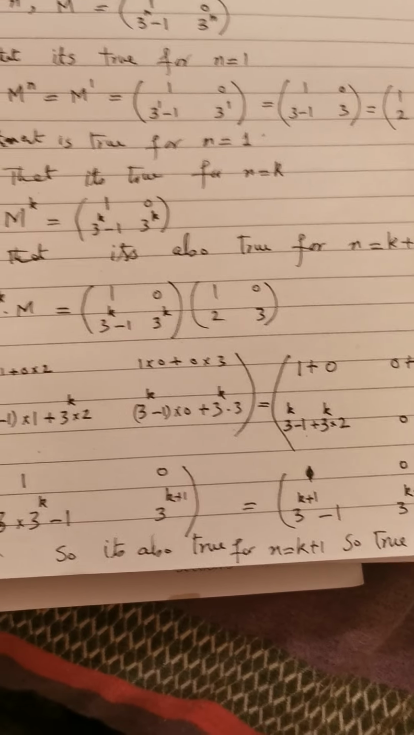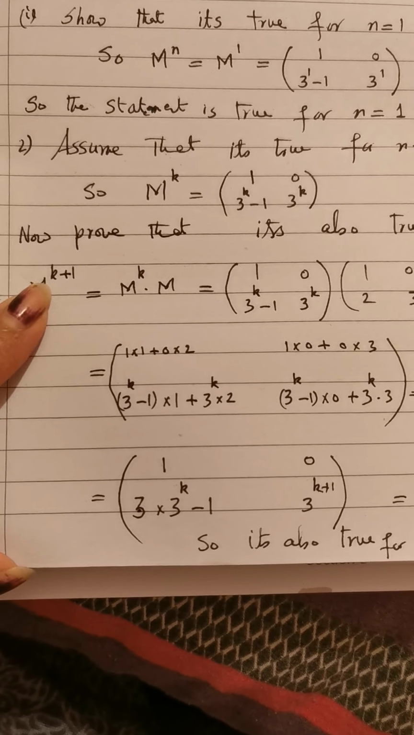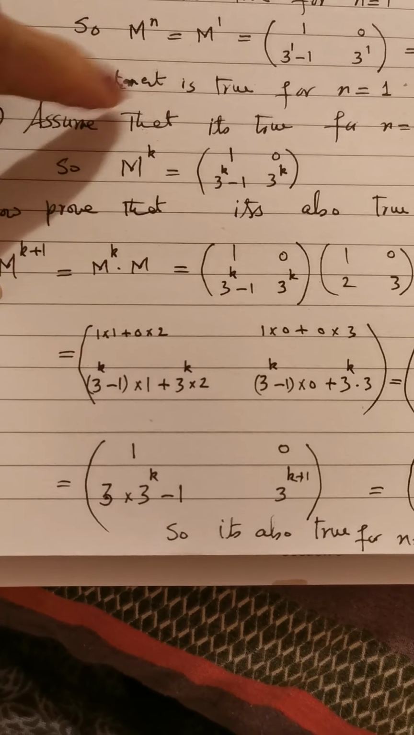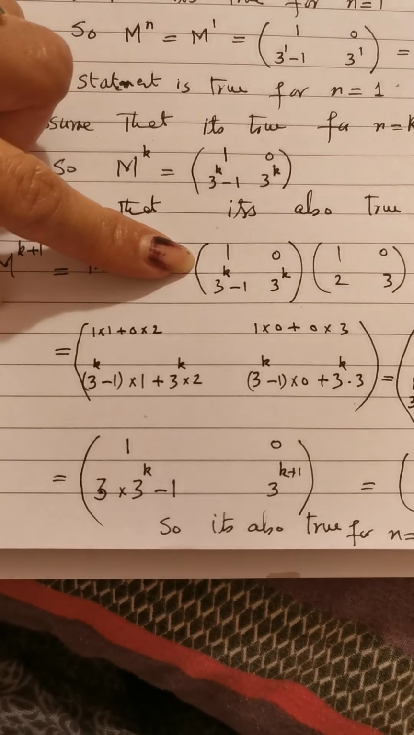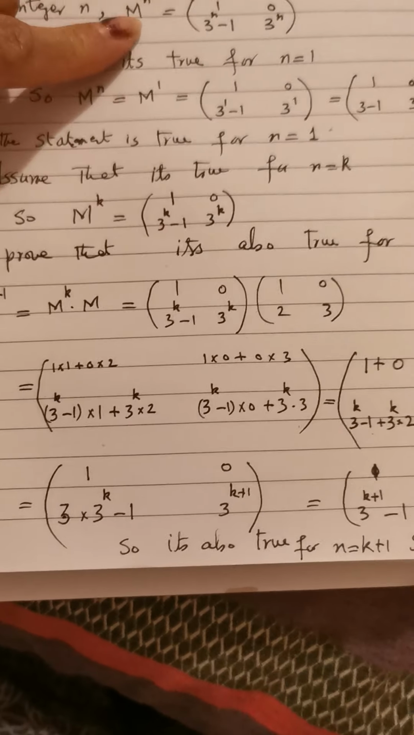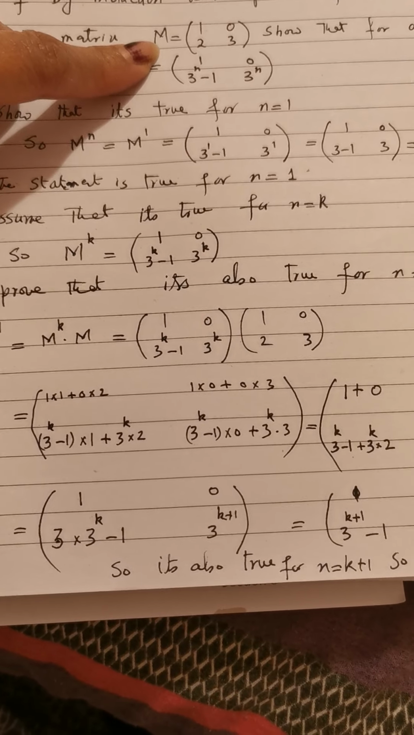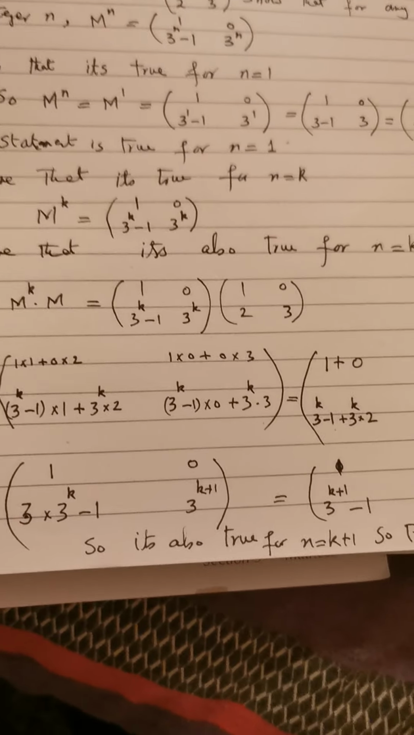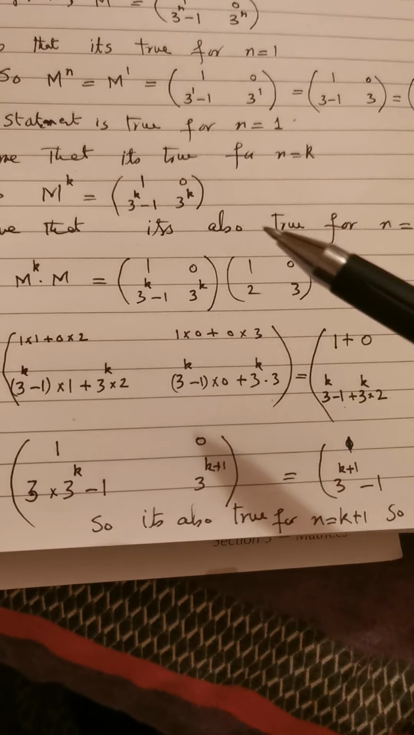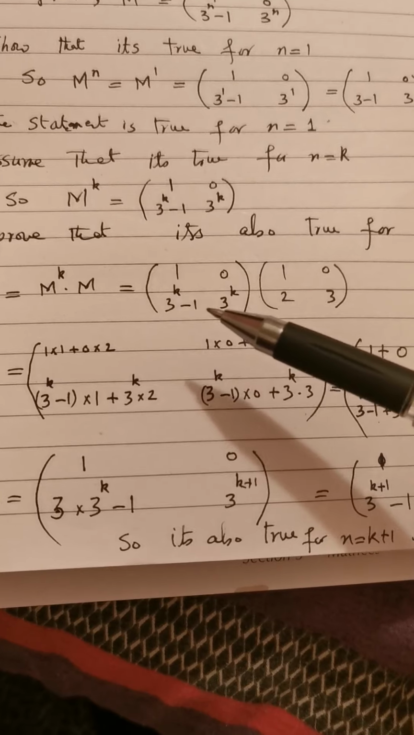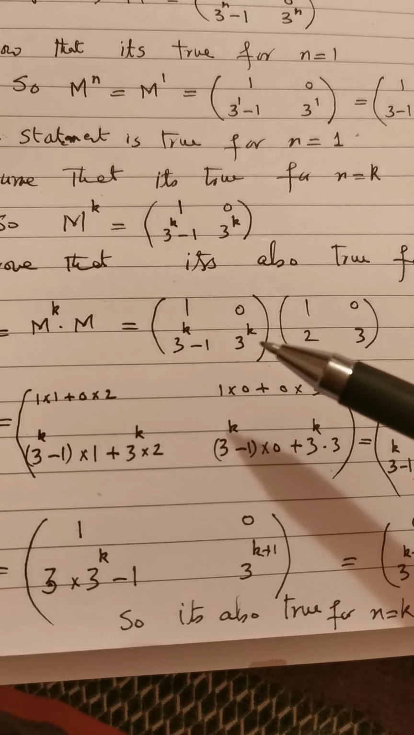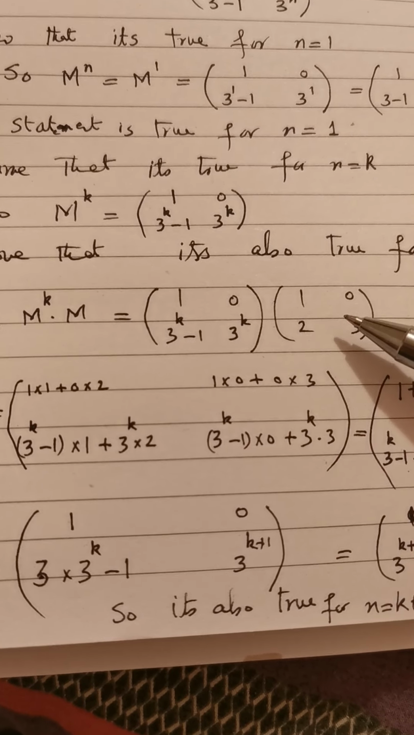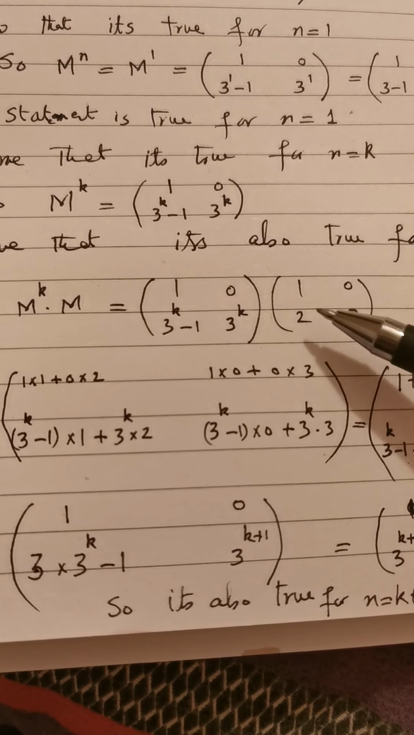For this proof, we will write M^(k+1). The meaning of this is that M^k is multiplied by M. So I will write the value of the M^k matrix here, multiplied by the M matrix, which is our given matrix. I will write the value of that matrix here. And then in the next step, we just multiply the two matrices. Multiplication is conformable if the matrices are of the right order, and here the order is 2 by 2, so they are conformable for multiplication.